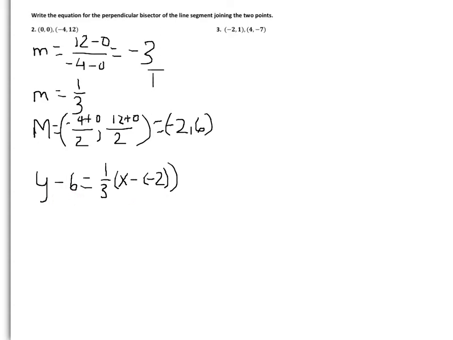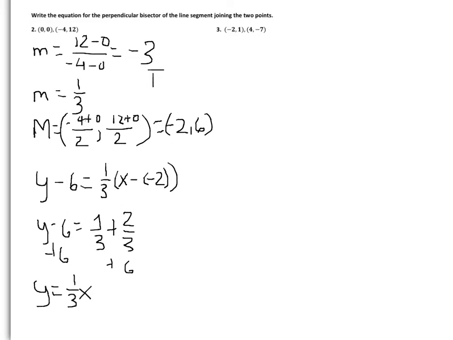Now just simplify it. So y minus 6 equals 1/3 x plus 2/3. Add the 6 over, you get y equals 1/3 x plus 20/3. So there's our equation, there's our midpoint.